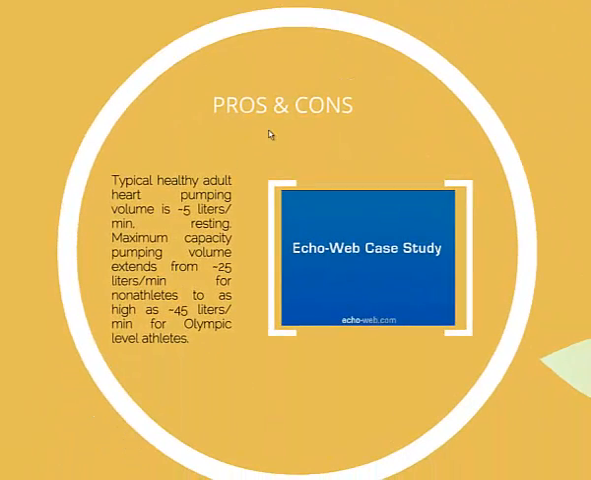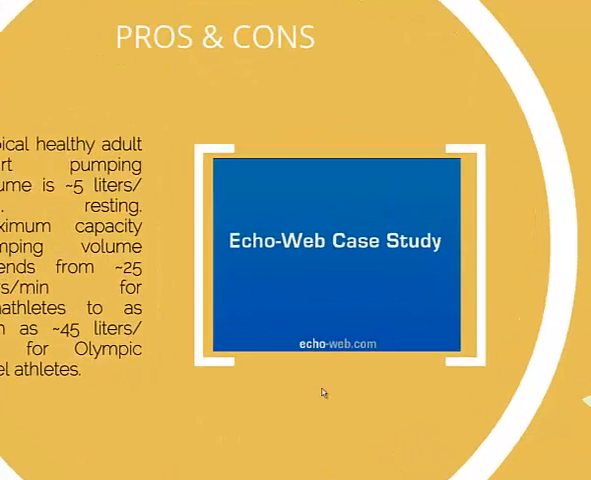In the pros and cons, a typically healthy adult heart pumping volume is 5 liters per minute at rest. Maximum capacity pumping volume extends from 25 liters for non-athletes to as high as 45 liters per minute for Olympic level athletes.